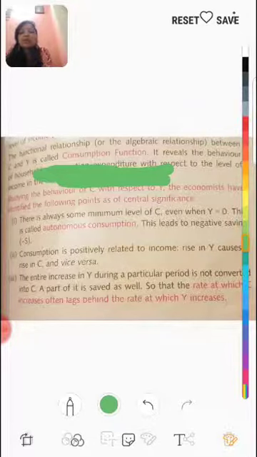Consumption function means it is a functional relationship between consumption and income. Consumption and income always show a relation and it is known as consumption function. Clear? There will always be a relation between consumption and income, and what will show it? Consumption function will show it. Clear students? So there are a few important points which we can learn in this consumption function. That is, C is always some minimum level of consumption. In the economy there is always some minimum level of consumption.